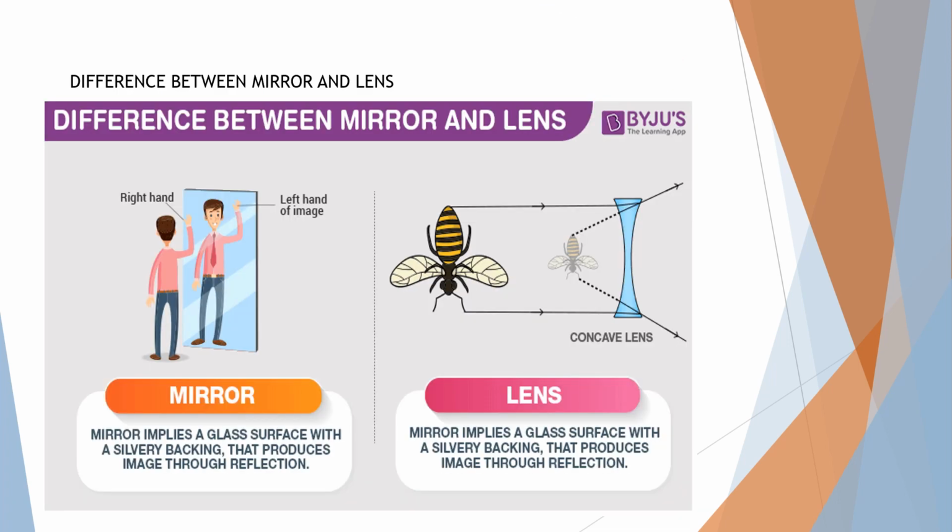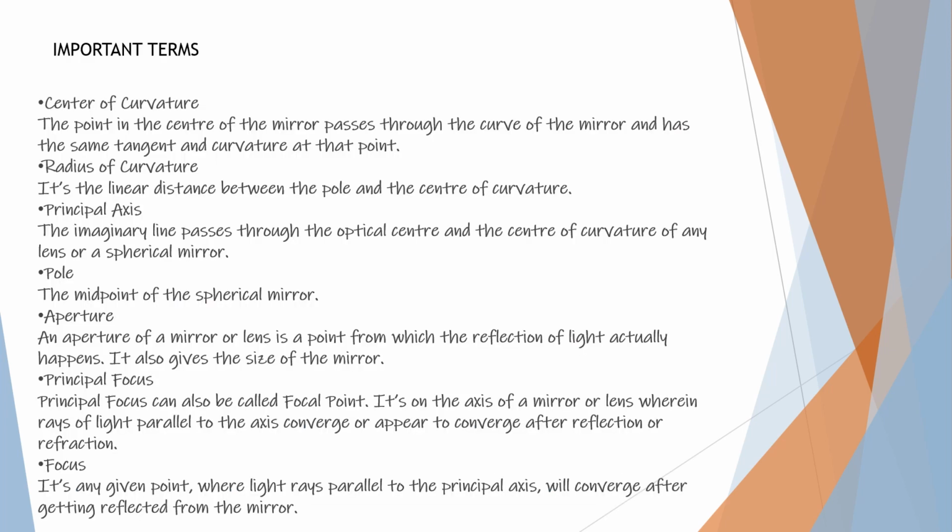So you should know the difference between a mirror and the lenses. We can say that a mirror implies a glass surface with a silvery backing that produces image through reflection, whereas lenses are transparent. So here are some of the important terms.